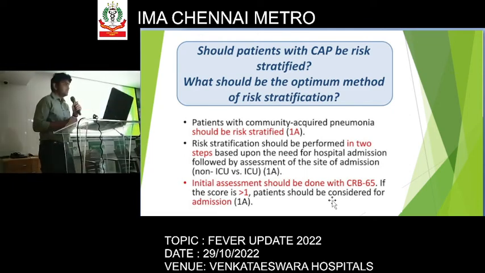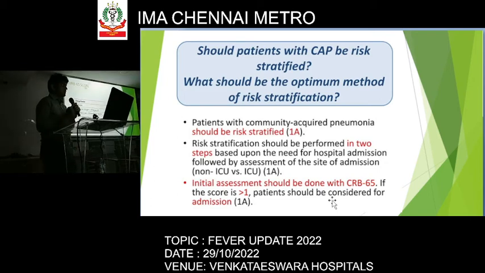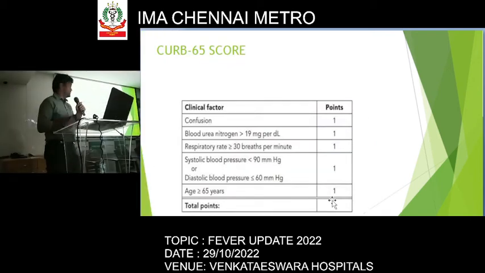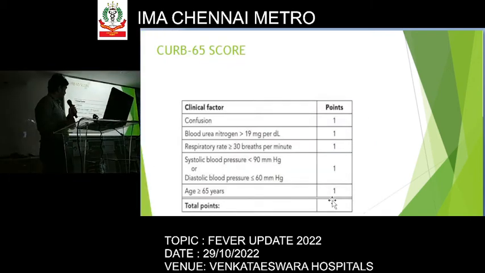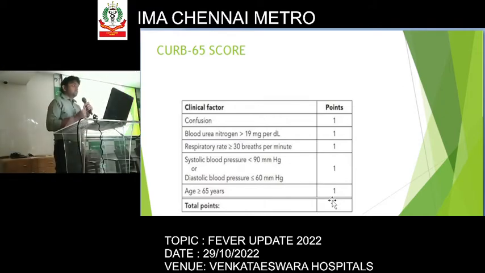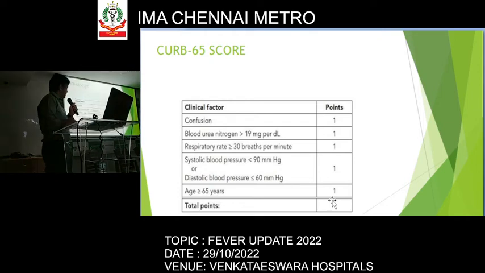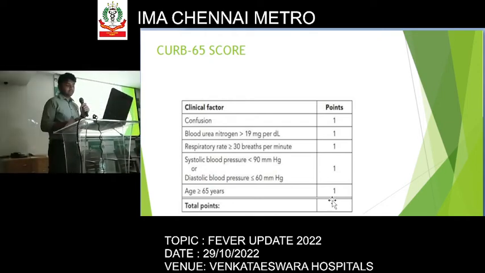This is the CURB-65 score, which we can commonly employ in our routine OPD practice. When a patient is in a confused state, we give 1 point. If blood urea is more than 90 milligram per deciliter, we give 1. If respiratory rate is more than 30 breaths per minute, or systolic BP less than 90, or diastolic BP less than or equal to 60, we give 1 point. And age more than 65, we give 1 point. When no blood investigation is available, we usually take confusion, respiratory rate, BP, and age. That is the CRB-65 score.